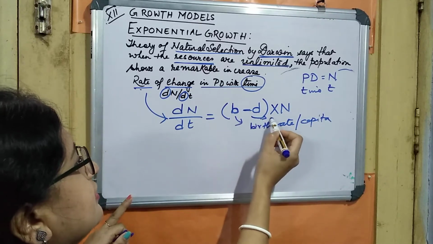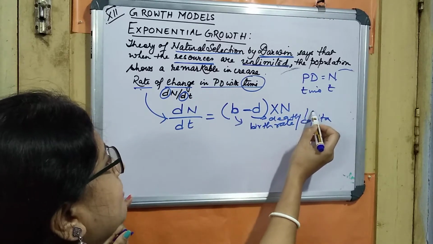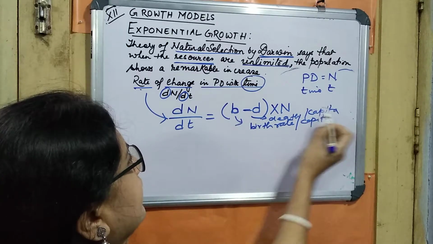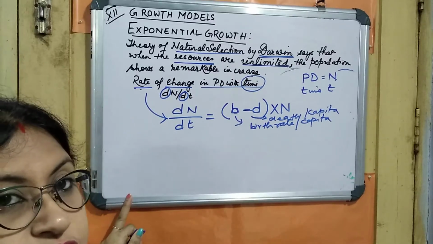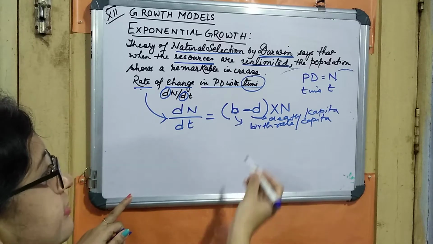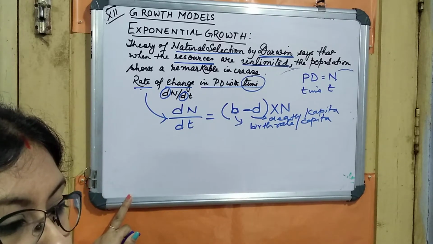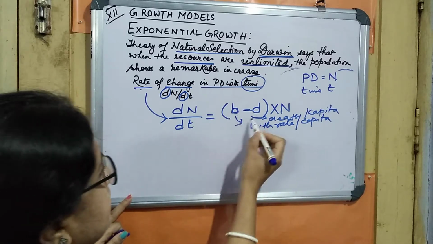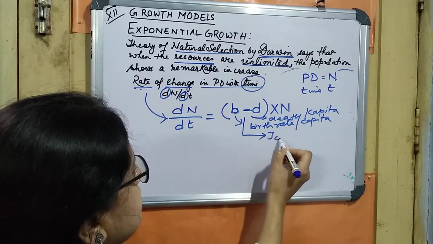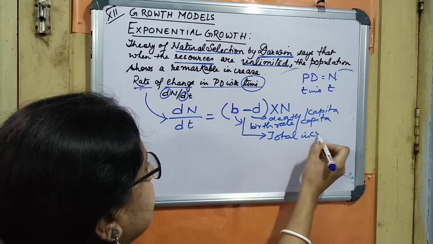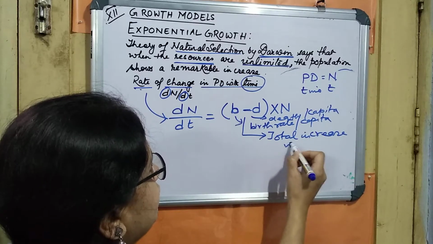D is the death rate per capita. So we will get the difference between the two, which shows us the increase, and that is multiplied with the population density, that is n, right? So here this b minus d is giving us what? The total increase in population.